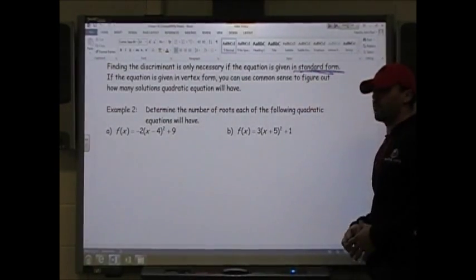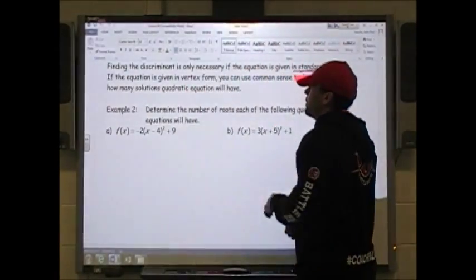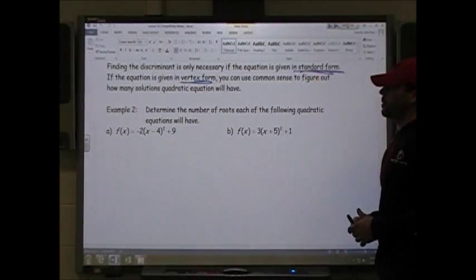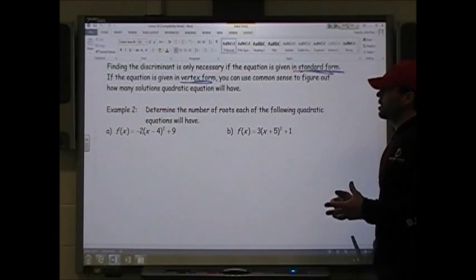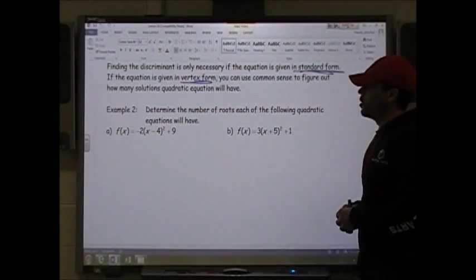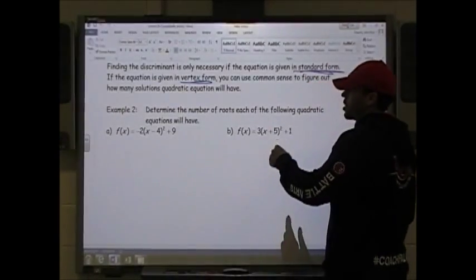Okay, if it's in standard form, that's the only time it's necessary. If the equation is given in vertex form, you can use common sense to figure out how many solutions there are. Right? You don't have to look at discriminants. You can only look at discriminants or the quadratic formula when it is in standard form. No need to put this into standard form. We can use common sense.